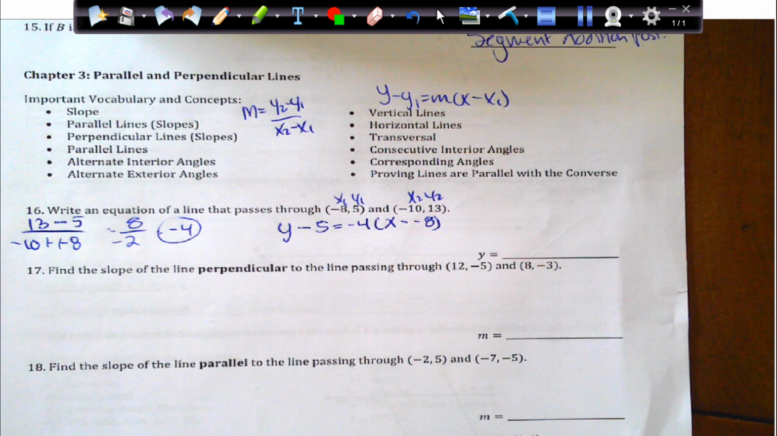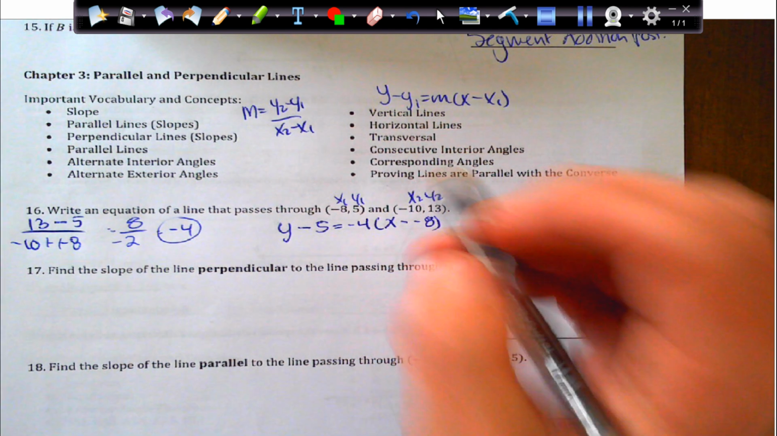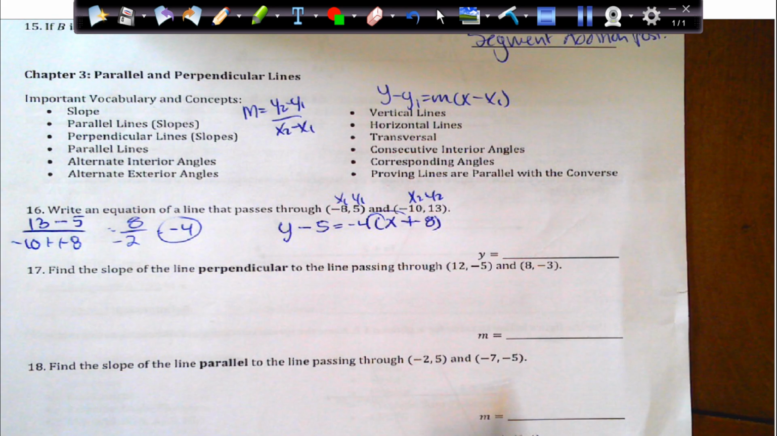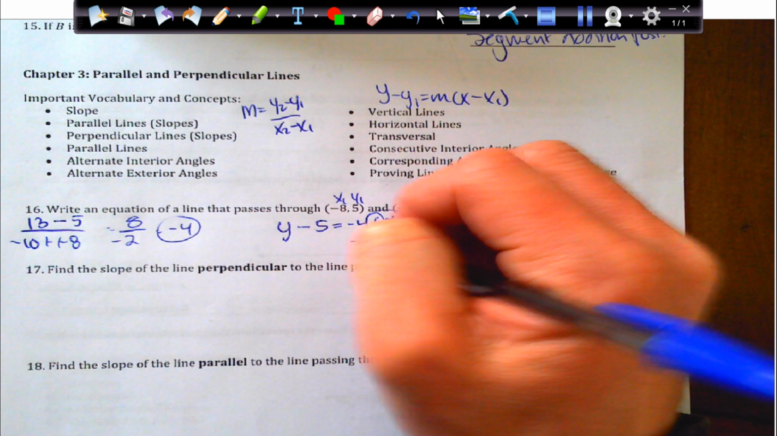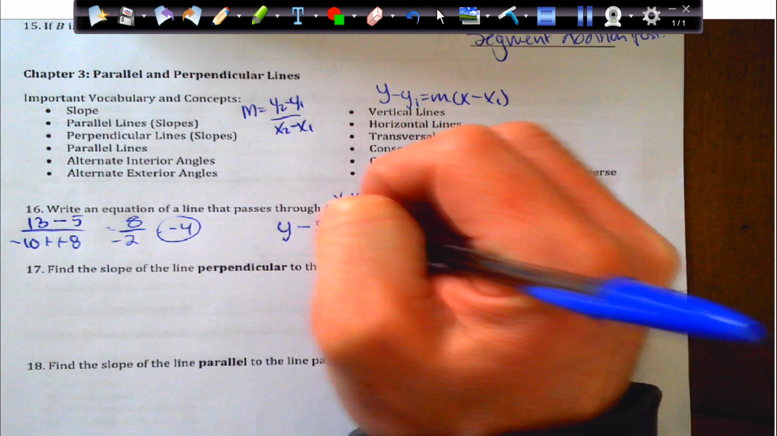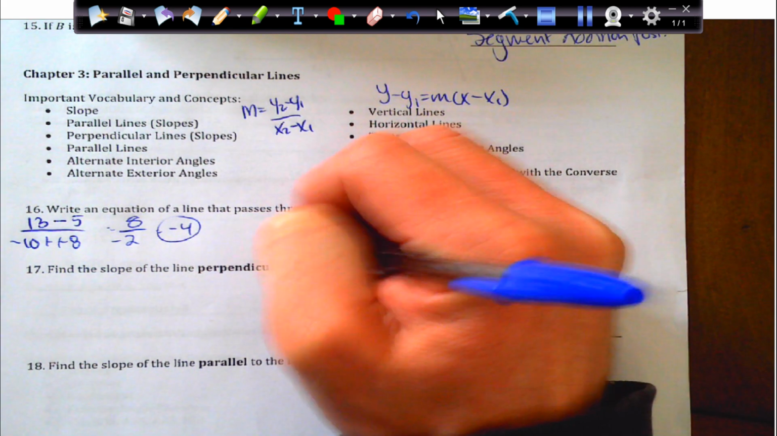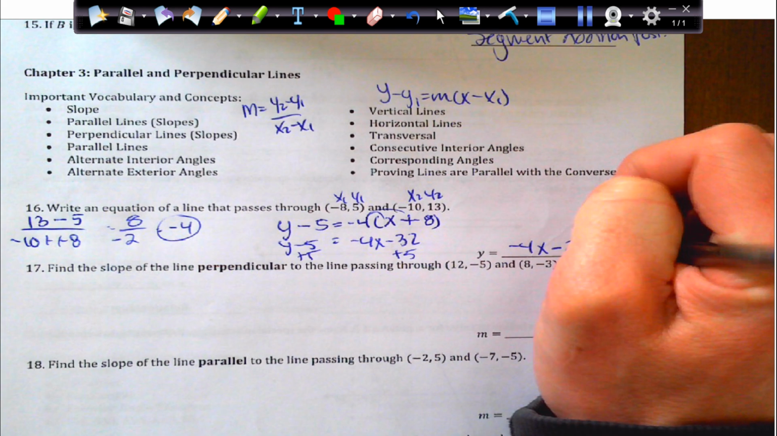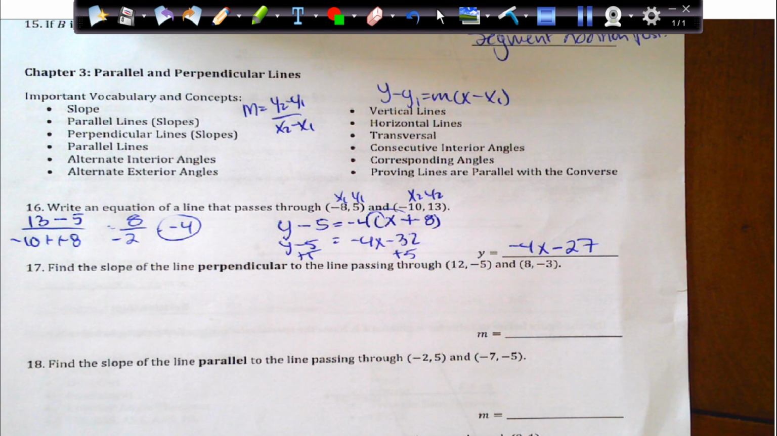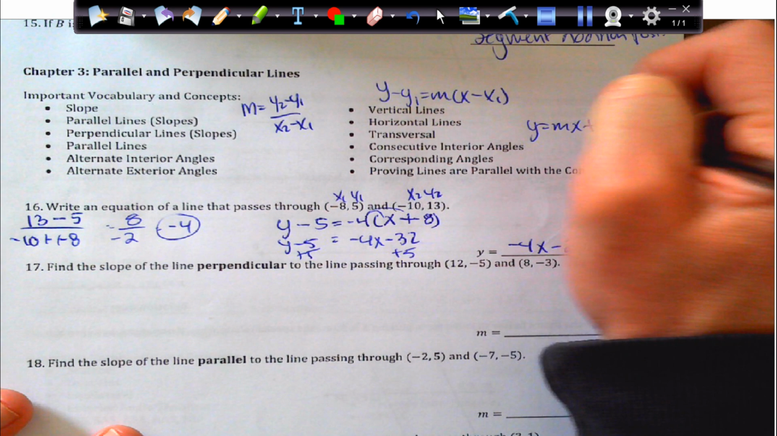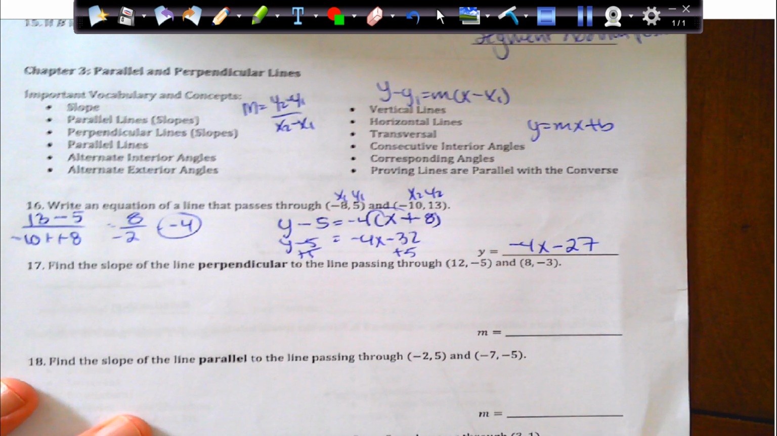And the screen went dark. Okay, so we add those together. I'm going to distribute. So two negatives make it a positive. So we end up with negative 4x, and then negative 4 times positive 8 is negative 32. And then we add the 5 over, and we get negative 4x minus 27. And that's in the slope-intercept form, which is y equals mx plus b, which is convenient because I can get the m and the y-intercept pretty easily.